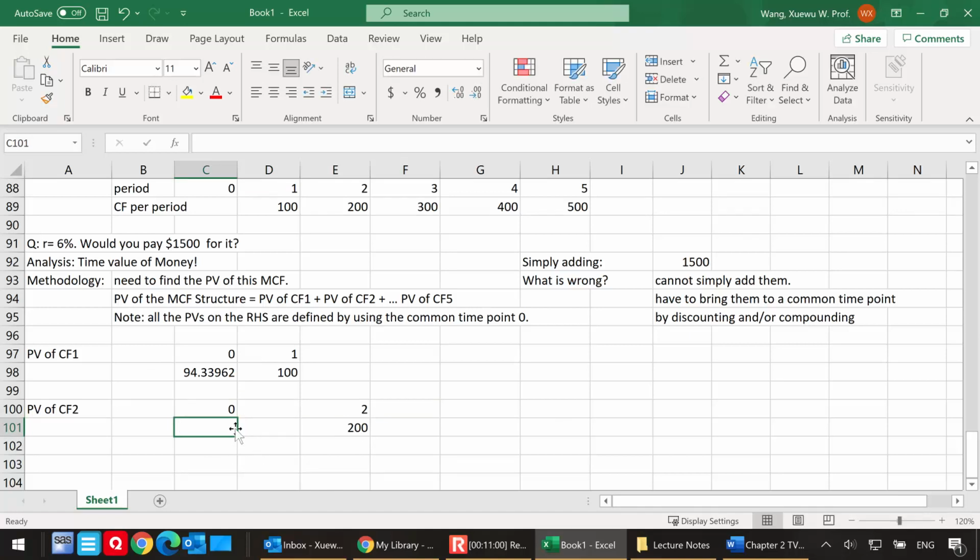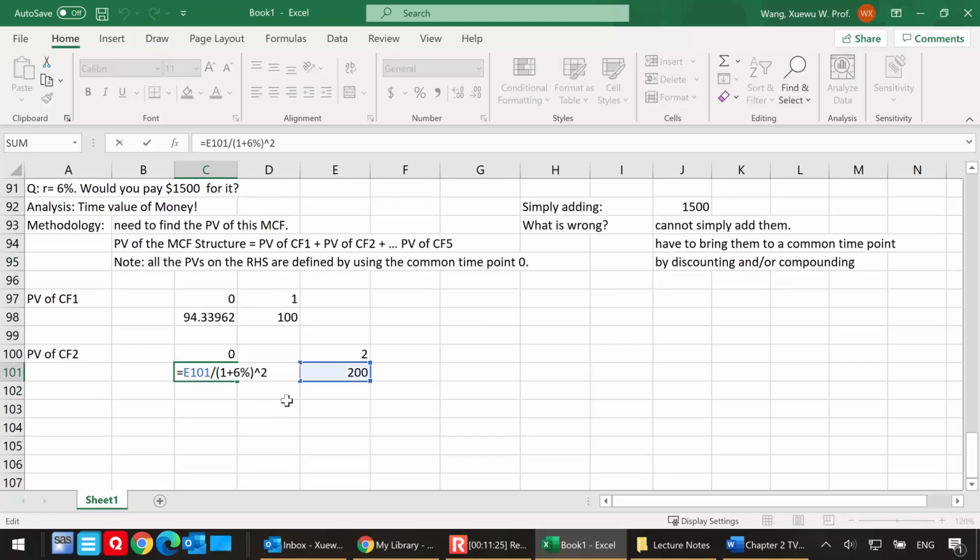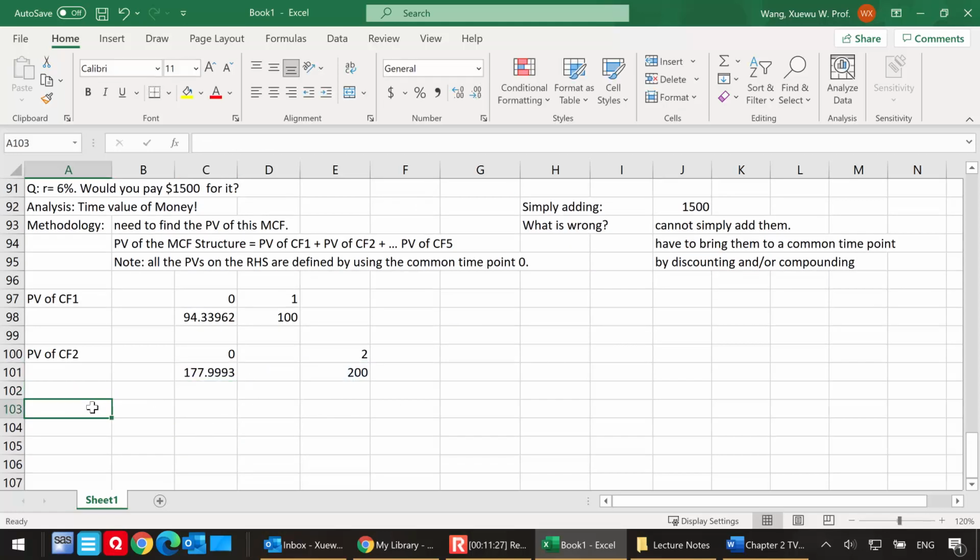So if that's the case, we're back to single cash flows, and I'm going to do the formula here again. So that's going to be the future value divided by 1 plus the discount rate, which is 6%, raised to the power of 2. Yes, because you wait for 2 years or 2 periods to receive the second cash flow. All right, so that is $177.99. All right, so now I can proceed in this manner and say present value of the third cash flow, which is the 300.